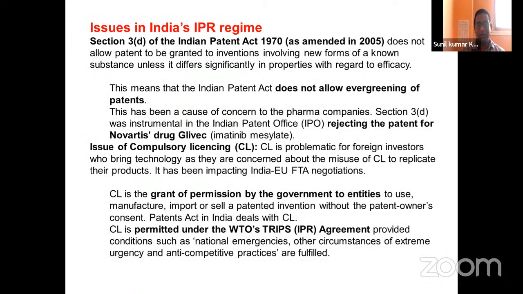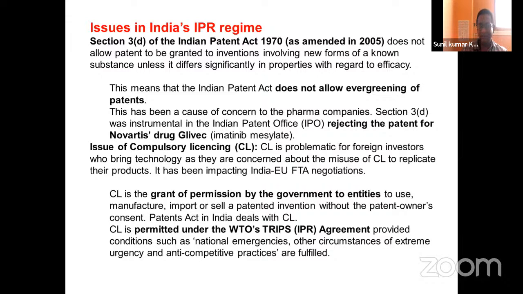What are the issues in the Indian IPR regime? Under this there is Section 3(d) of the Indian Patent Act 1970, which was amended in 2005. That says that it does not allow the patent to be granted to inventions involving new forms of known substances unless they differ significantly in properties with regard to efficacy. Means something which is registered as new should be different from the existing innovation, so that only then can that particular patent be given to that innovation.